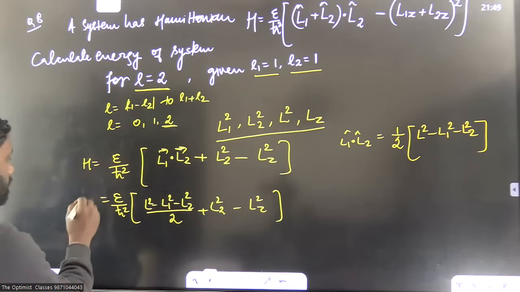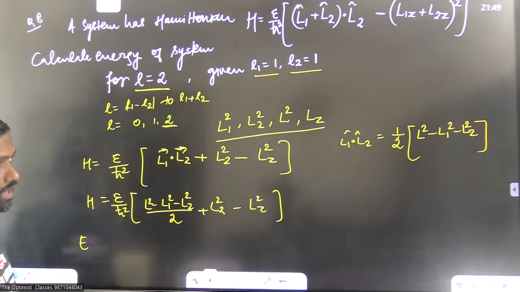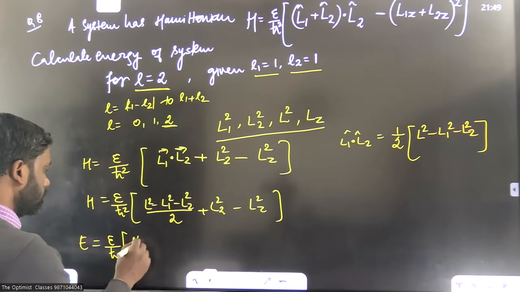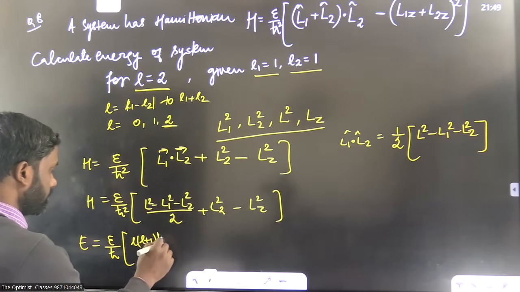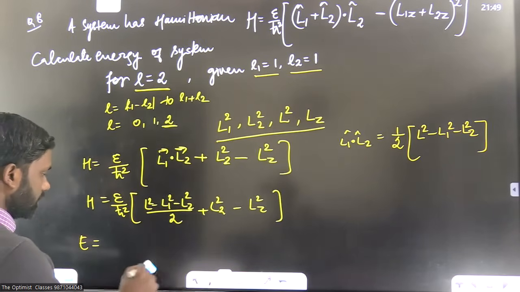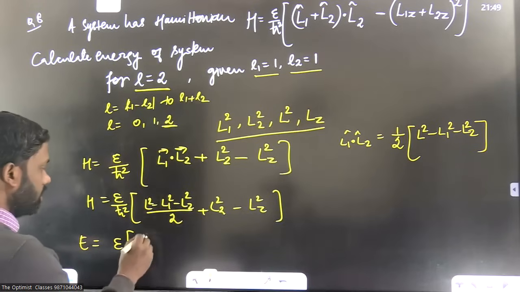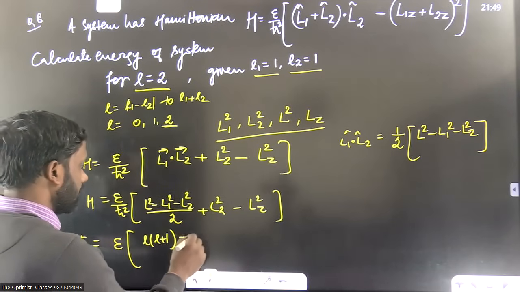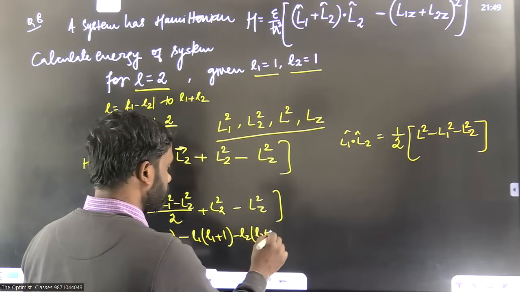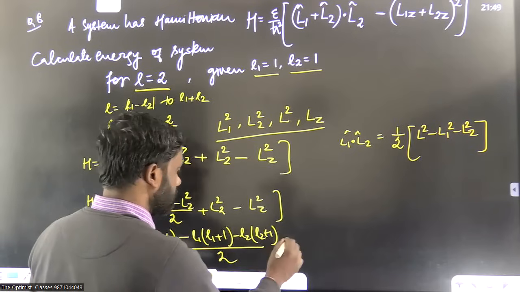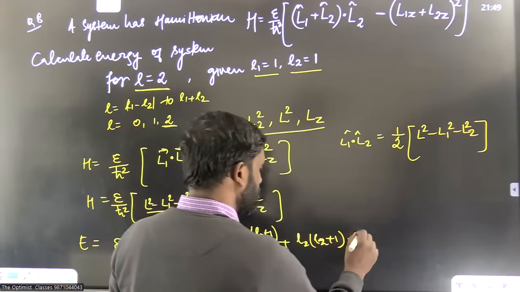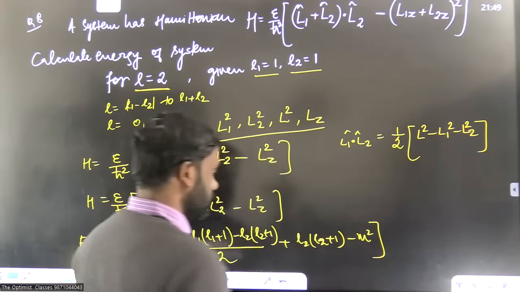Now let us calculate its expectation value with respect to common eigenstates of these operators. So we get the expectation value to be equal to, here you will get L into L plus 1 H bar square. H bar square will be common, and that will cancel this H bar square. So you'll get epsilon only. Here L into L plus 1, and here you will get minus L1 into L1 plus 1, and here you will get L2 into L2 plus 1, divided by 2. And plus, then you will get here L2 into L2 plus 1, and here you will get M square. This is what you have.